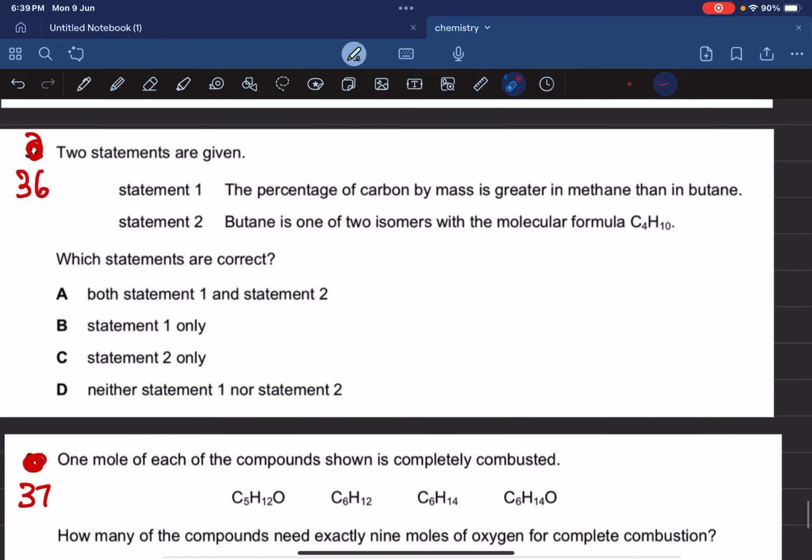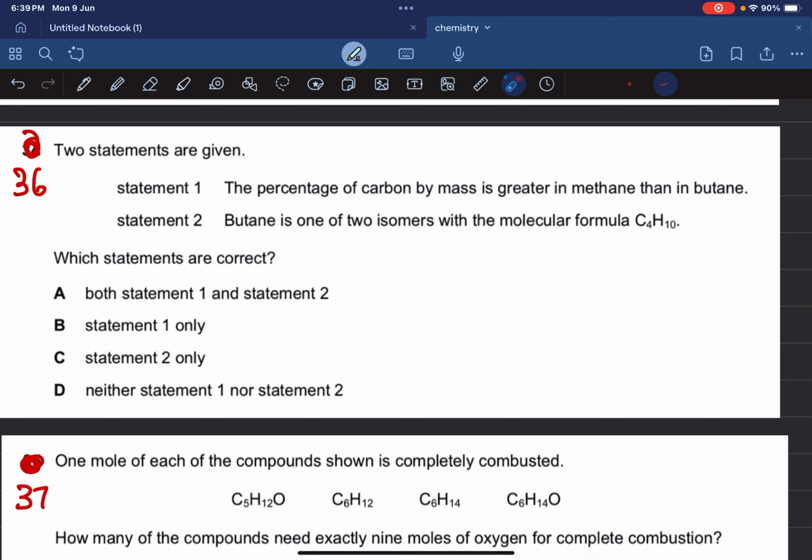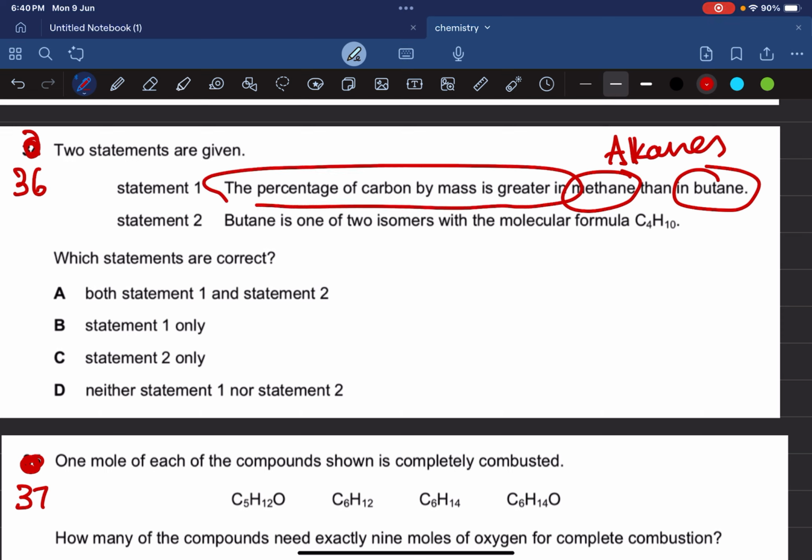Two statements are given. Statement 1: the percentage of carbon by mass is greater in methane than butane. No, remember, methane and butane are both alkanes. In all alkanes, the percentage by mass of carbon is going to be the same. You might not get this, but we're talking about percentage by mass, and when we talk about percentage by mass, it's basically the whole number ratio.